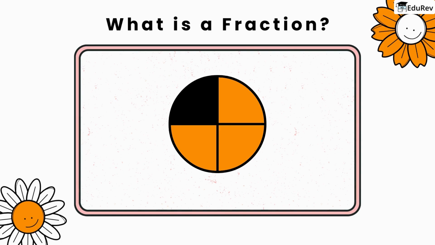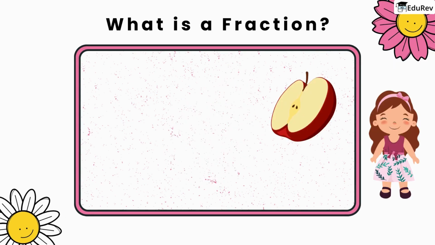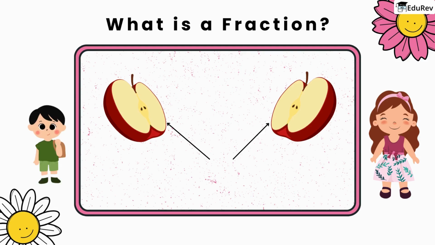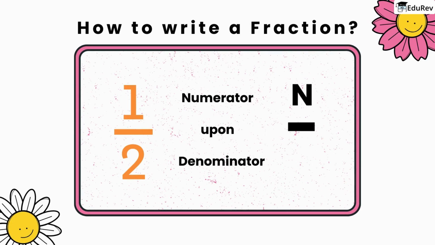Let's take an example. Consider an apple as a whole. Now if you give half of this apple to your sister, then half of the apple remains with you. And each of these parts is called a fraction. Fraction is written in the form of numerator upon denominator, also we can call it n by d.